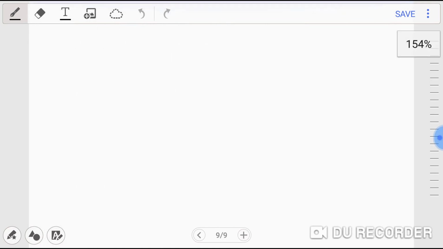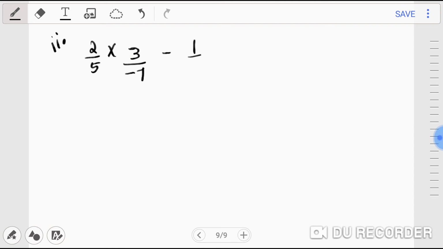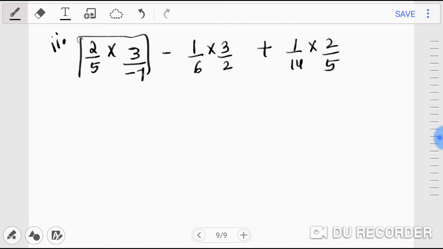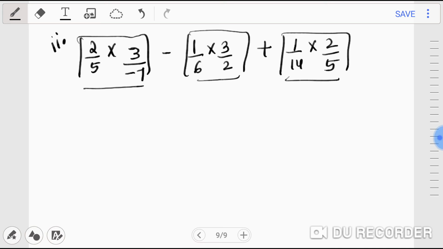Next we have, in this question, number 2. Again the same, using properties you have to solve this. So you have 2 upon 5 into 3 upon minus 7, minus 1 upon 6 into 3 upon 2, plus 1 upon 14 into 2 upon 5. This is your first term, this is your second term, and this is your third term. Plus and minus divide your terms, making terms in an expression. So you have 3 terms in this expression.